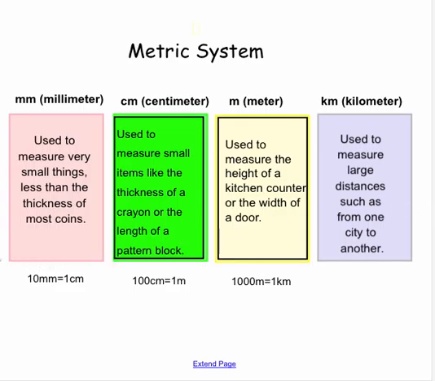You'll notice on the bottom, I have some different equivalencies. We're not going to talk about this quite yet, but it's going to come up a little bit later on. There are 10 millimeters in 1 centimeter. There are 100 centimeters in a bigger unit of 1 meter. And there are 1,000 millimeters in 1 kilometer or kilometer.